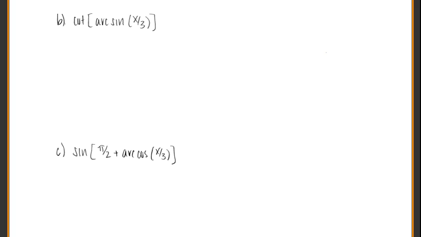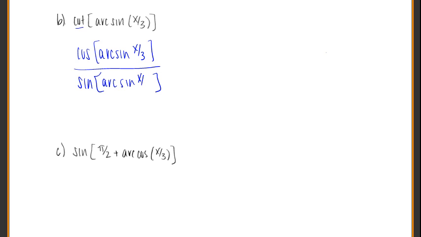All right, let's go to part B. Cotangent arcsine. I don't have cotangent, but I know that cotangent is cosine of our angle divided by sine of our angle. Okay, so let's fit in our angle and arcsine again. So it's like an angle within an angle. That's okay. And now we're just kind of cleaning this up.